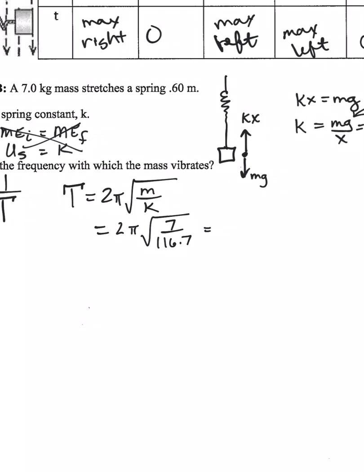I get 1.54. Did you guys get 1.54? Yep. Seconds. Now we need to find the frequency, which would be 1 divided by 1.54. 0.65. So 0.65 what? Hertz.